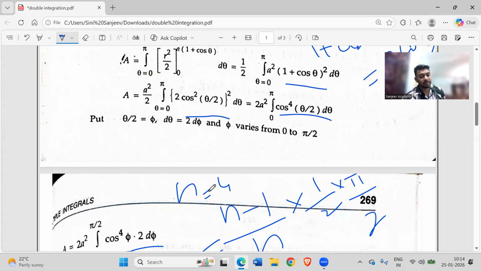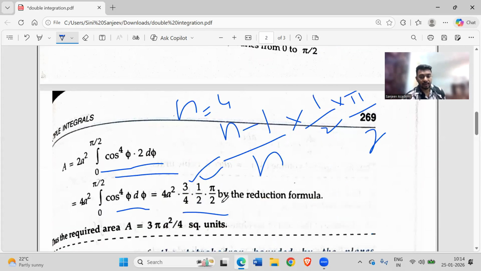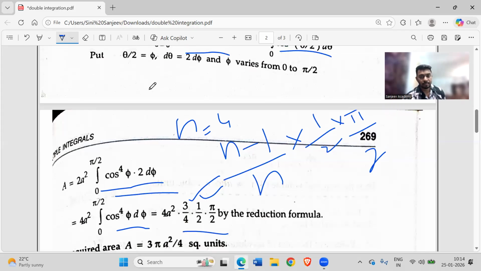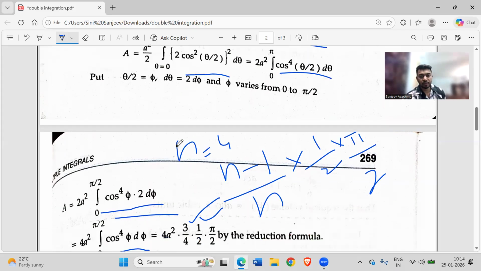Then again, changing the limits and everything. As I told you, it is better to memorize the final answer. Or else, if you want, you can try the substitution on your own. Then only you get it. Simple, just like I told you last time. You can pause the video and do it.